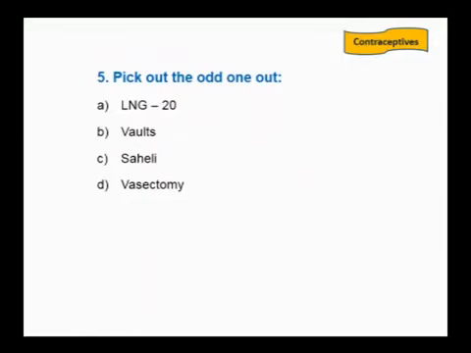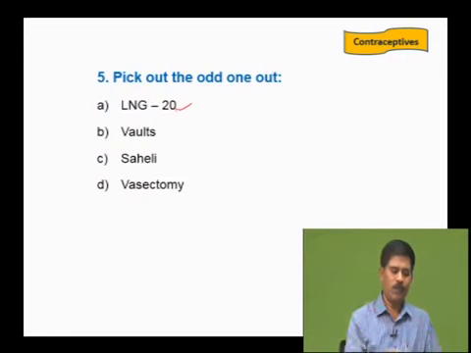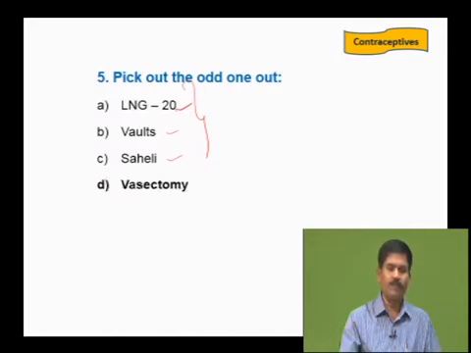Pick out the odd one out. LNG, it's a hormonal IUD. Waltz, it's a barrier method for female. Saheli, it's an oral pill for female. But vasectomy is for male, it's a sterilization procedure in male. So the three belong to female, and these are the contraceptive methods in females, but this is in case of male. So therefore, the right option is D.